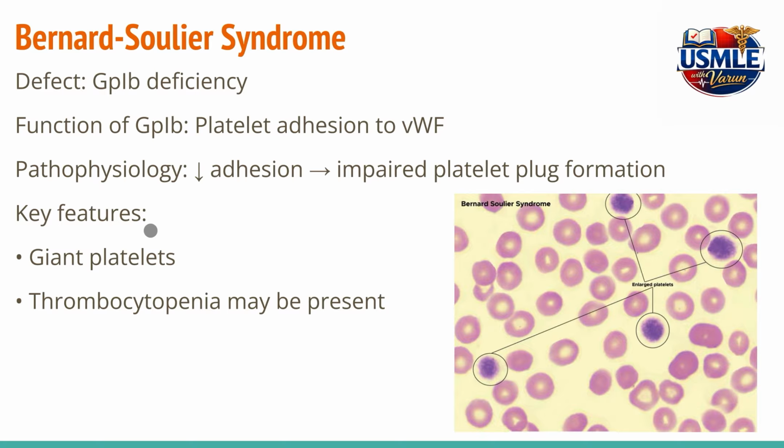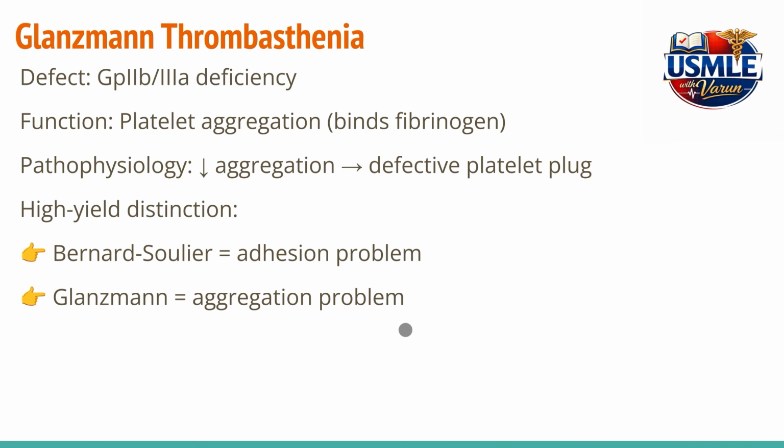Bernard-Soulier syndrome. There's defective adhesion, and the other key feature in Bernard-Soulier syndrome is the presence of giant platelets, and thrombocytopenia may be present. The other functional disorder is Glanzmann thrombasthenia. In this disorder, there's a defect or deficiency of the GP2B3A receptor, and this receptor is concerned with platelet aggregation, binding different platelets to each other, along with a fibrinogen network. So there's a defect in this GP2B3A receptor, and there's defective platelet aggregation.